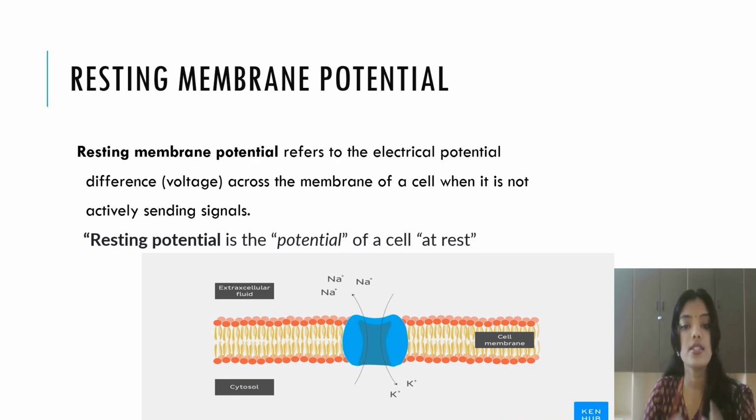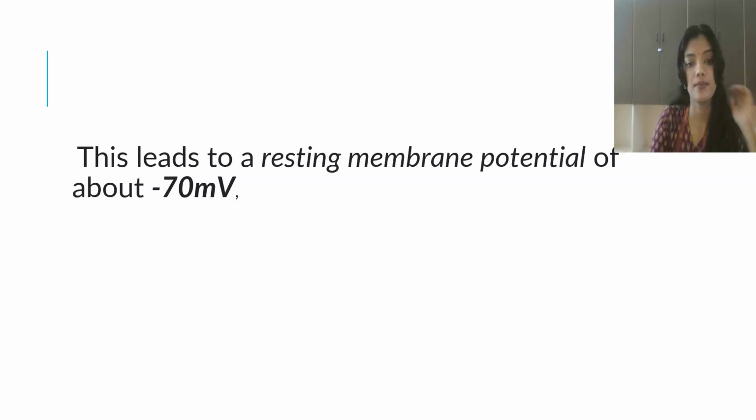Resting membrane potential: the terminology itself gives the idea of what it is. It is basically the potential, or the electrical difference, of a neuron membrane at rest. Simply, it is the potential of the cell at rest, and this is the value of minus 70 millivolts.